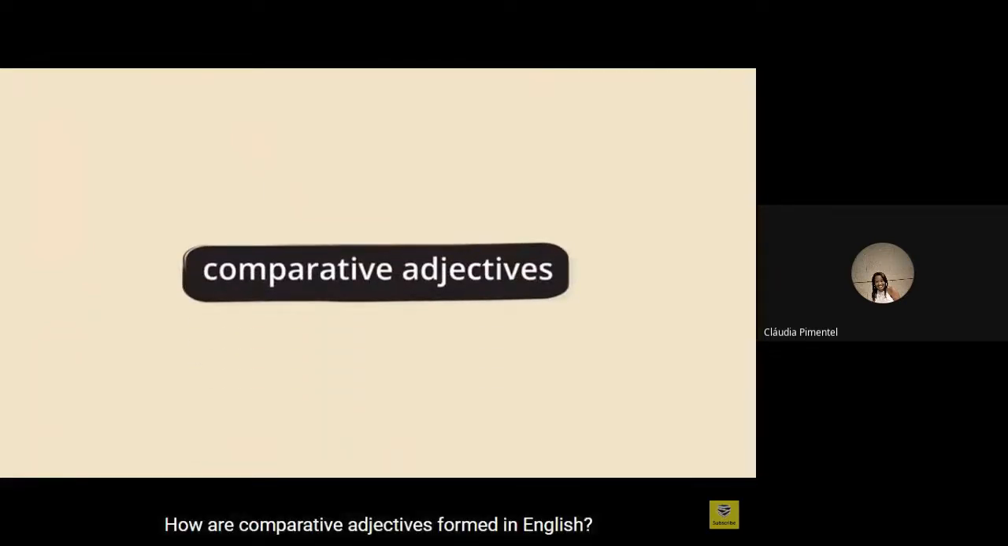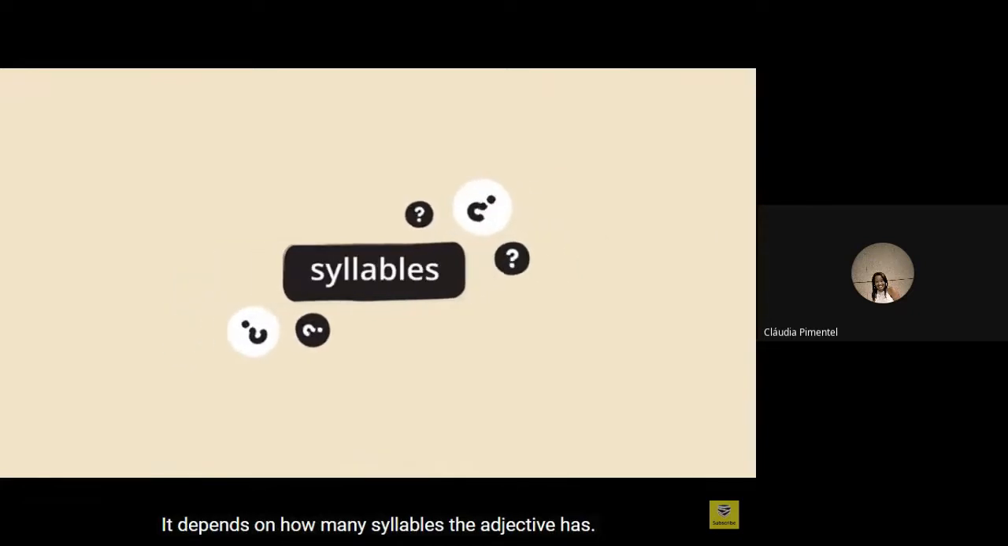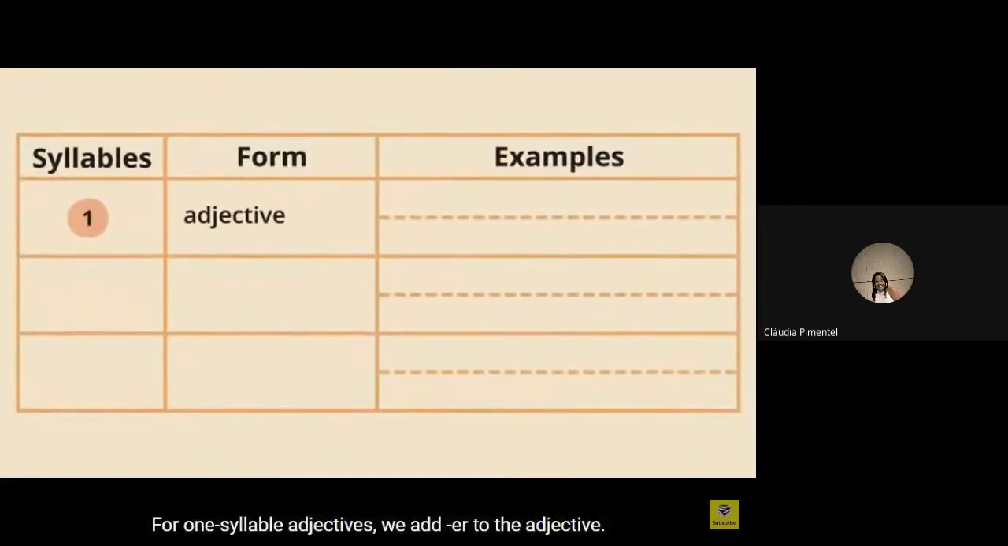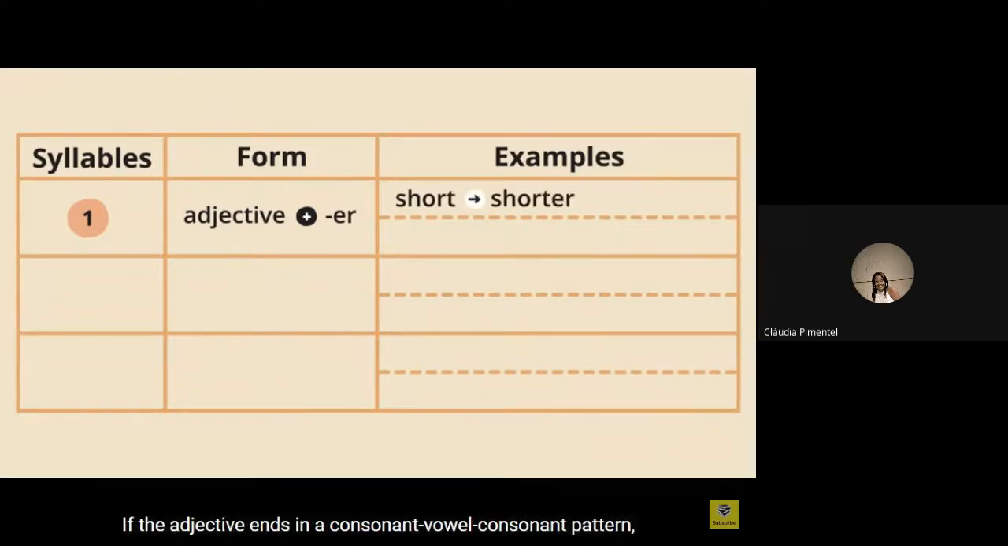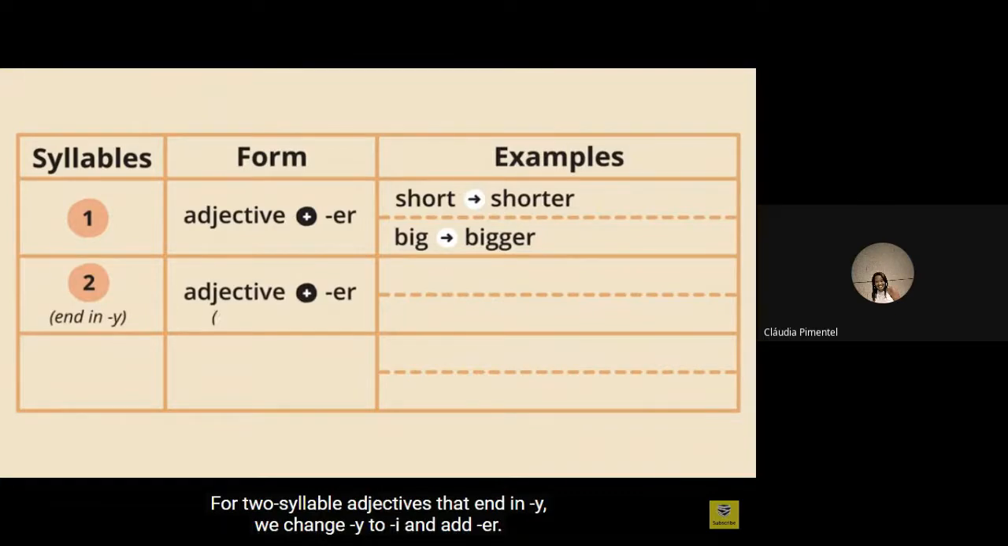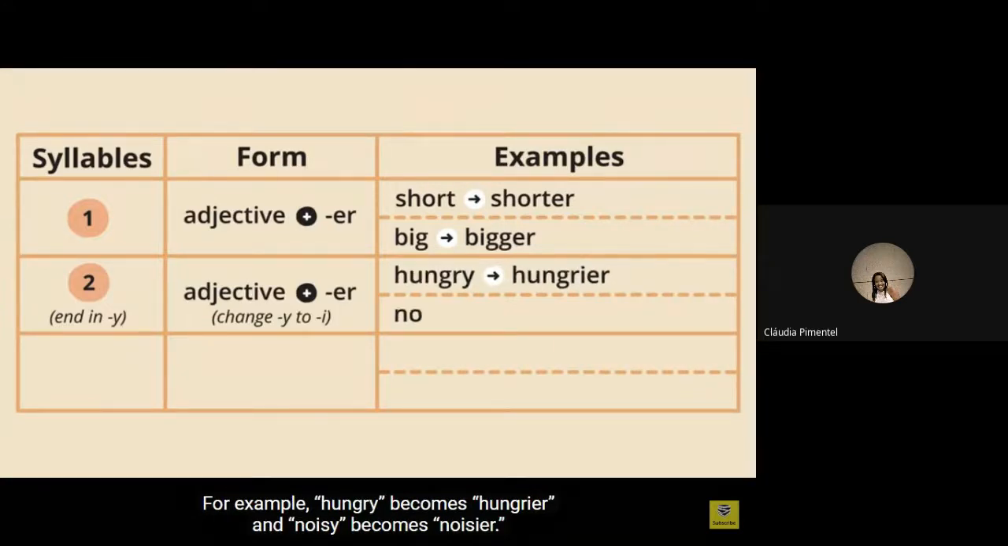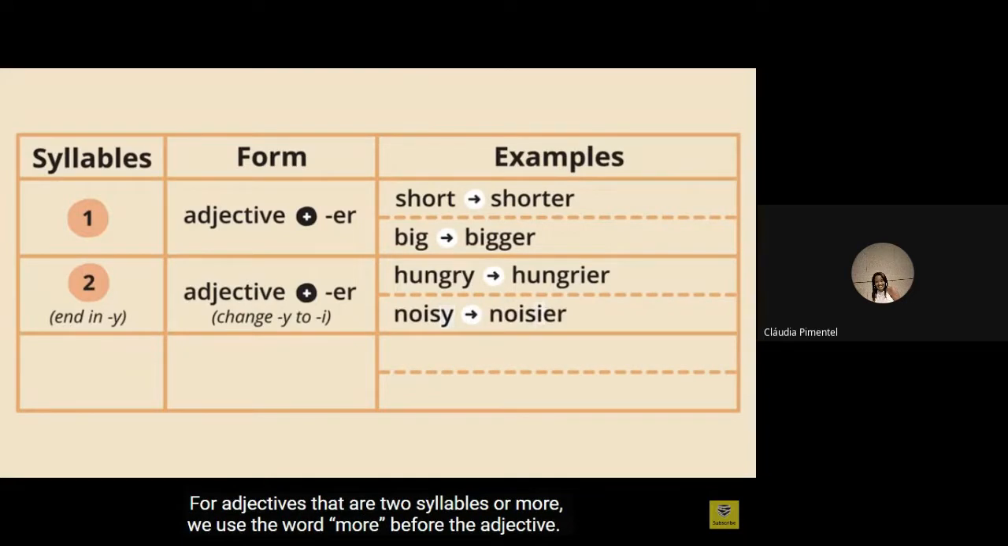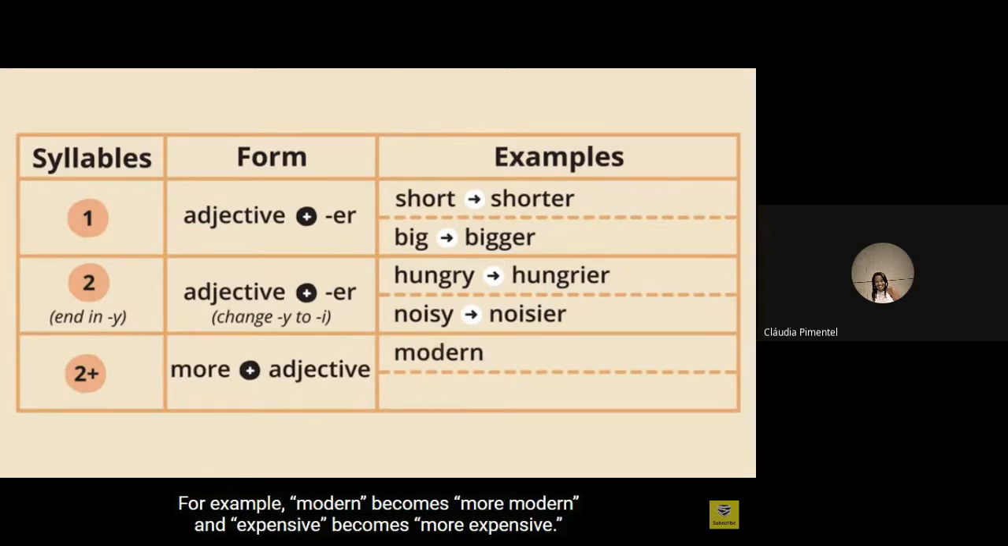How are comparative adjectives formed in English? It depends on how many syllables the adjective has. For one-syllable adjectives, we add er to the adjective. For example, short becomes shorter. If the adjective ends in a consonant-vowel-consonant pattern, we double the final consonant before adding er. For example, big becomes bigger. For two-syllable adjectives that end in y, we change y to I and add er. For example, hungry becomes hungrier, and noisy becomes noisier. For adjectives that are two syllables or more, we use the word more before the adjective. For example, modern becomes more modern, and expensive becomes more expensive.